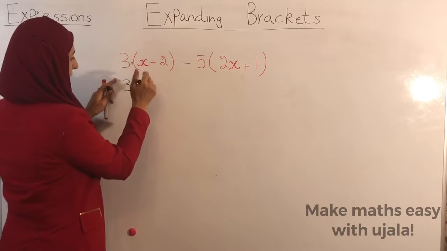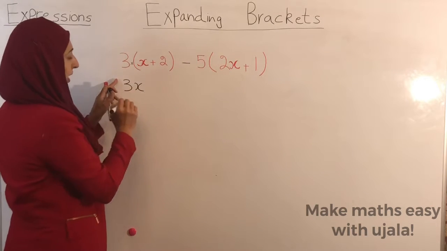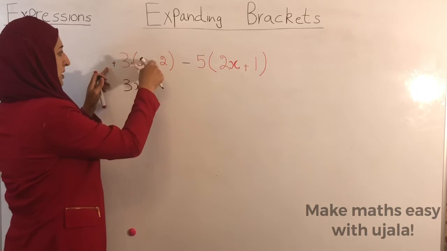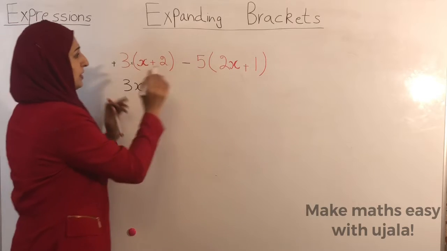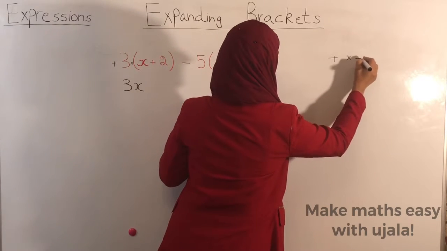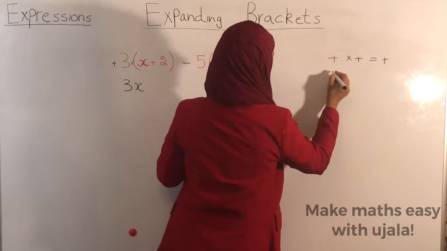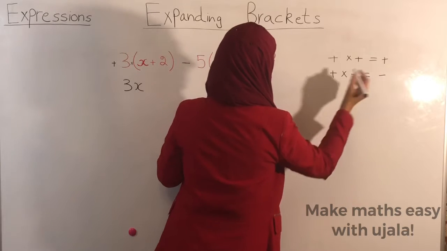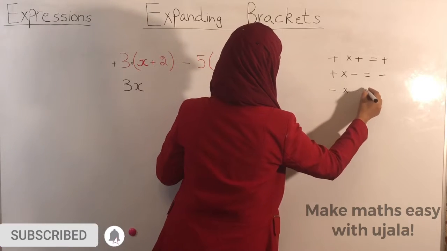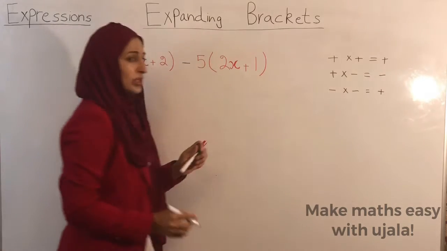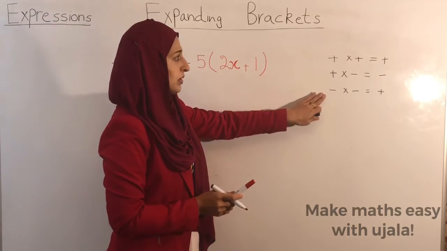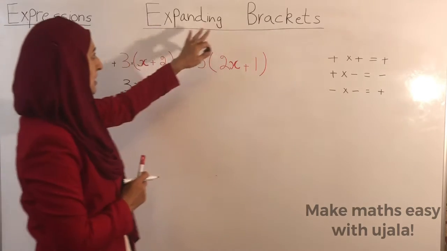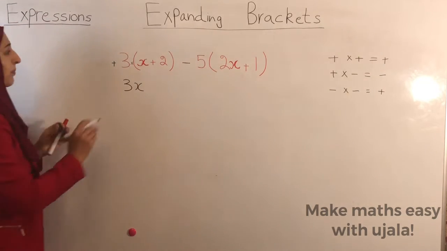So 3 times x is 3x, plus. There's a plus sign, so plus is multiplying with plus, and plus multiplied by plus is always plus. When plus is multiplied by negative, it is always take away, and take away times take away is always plus. So these are 3 golden rules. You have to memorize these golden rules, and then you can use them in any equation in algebra.